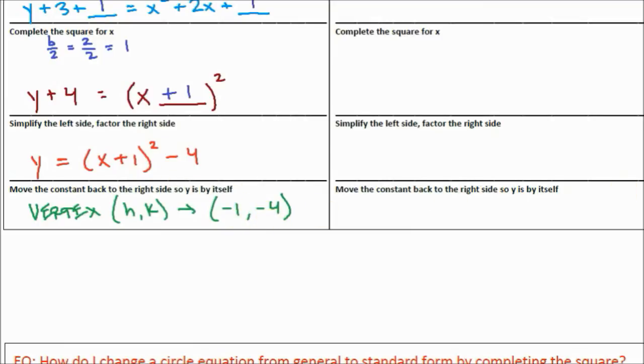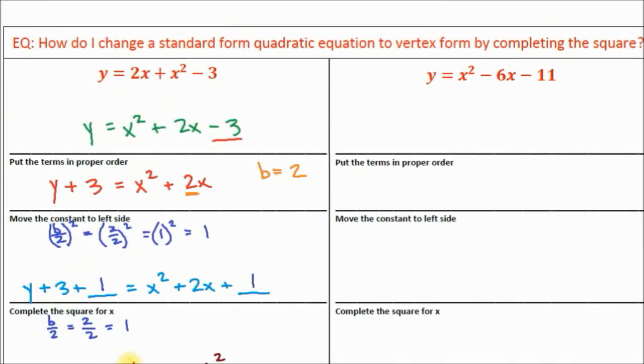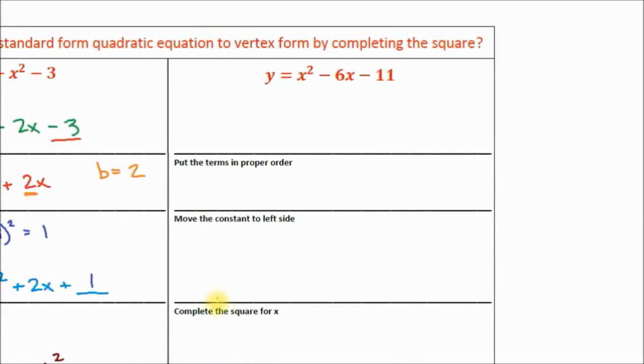Alright, let's do one more. Let's practice this. Next equation. y equals x squared minus 6x minus 11. First step, put these terms in proper order. Well, it looks like they've done that for us. So I'm just going to rewrite it. Got the squared term first, the b term or the non-squared x second, and the constant third. Next step, move the constant to the left side. We're going to add 11 to both sides. We get y plus 11 equals x squared minus 6x.